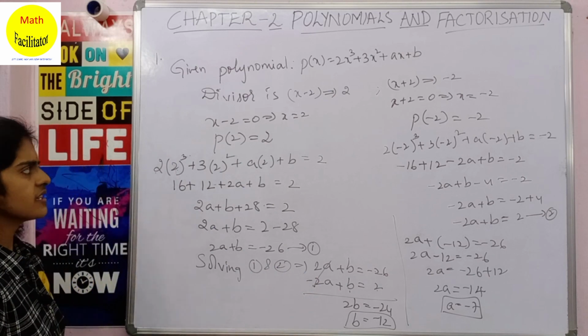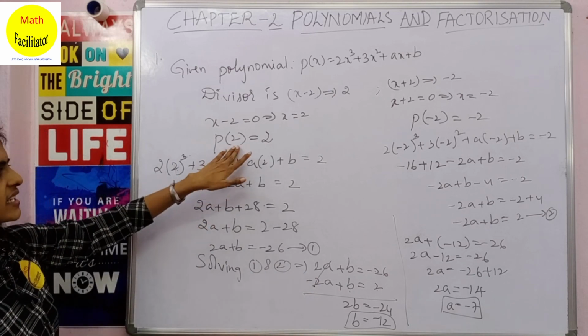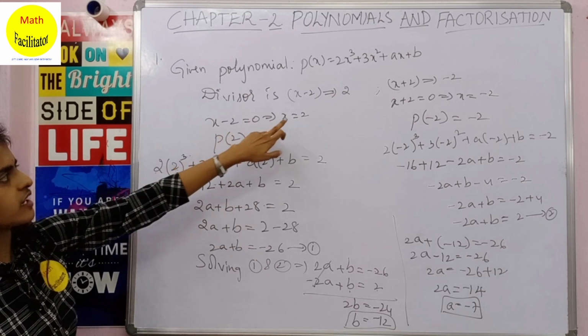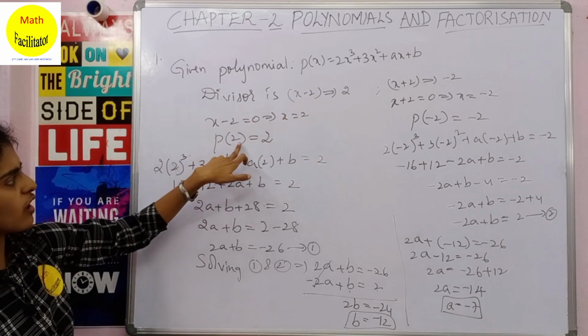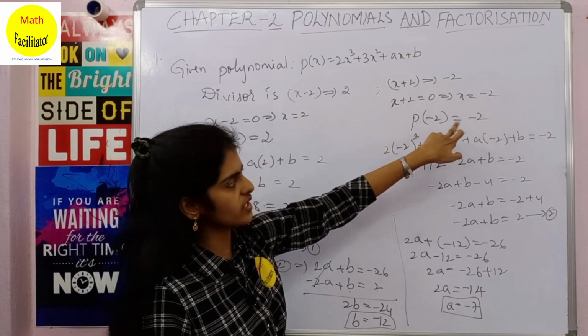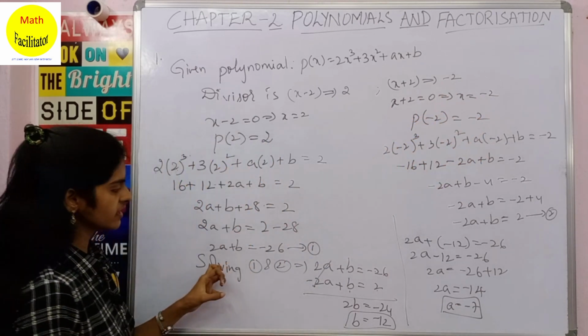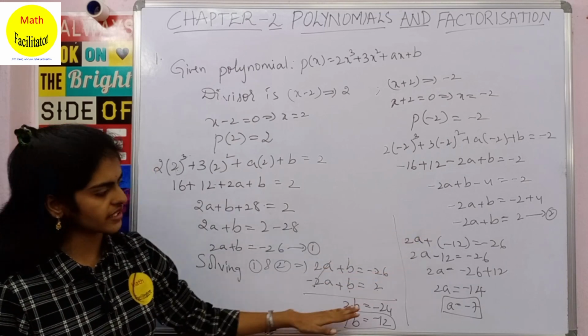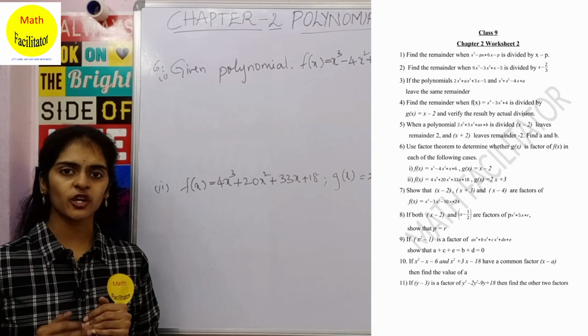Very simple. Just the logic is in the remainder theorem. You will use the remainder theorem. Since the remainder is 2, that means p of 2 is 2. Since the remainder is minus 2, p of minus 2 is minus 2. Using that you got two equations, and solving them you will get the values of a and b. Moving on to the next question.